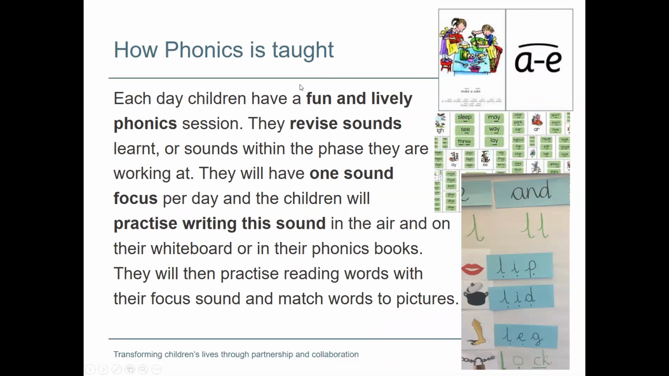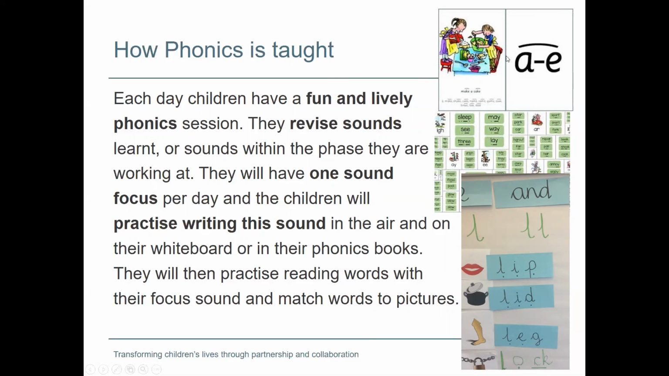How phonics is taught at Forest Academy. Each day, the children have a fun and lively phonics session. They revise sounds learnt or sounds within the phase they're working at. They will have one sound focus per day, and the children will practice writing this phoneme in the air and on their whiteboard or in their phonics books. They'll then practice reading words with their focus sound and match words to pictures.